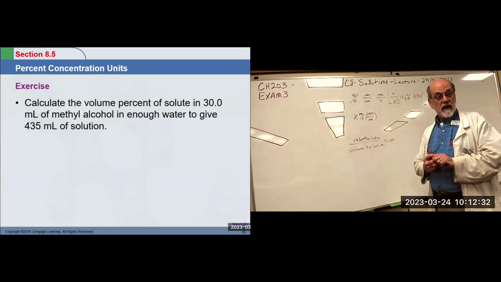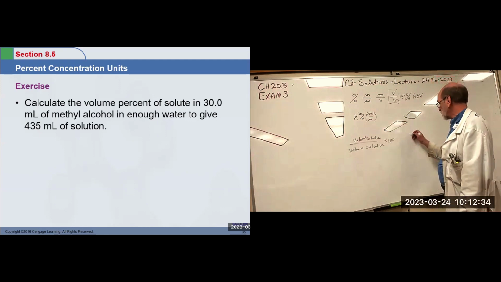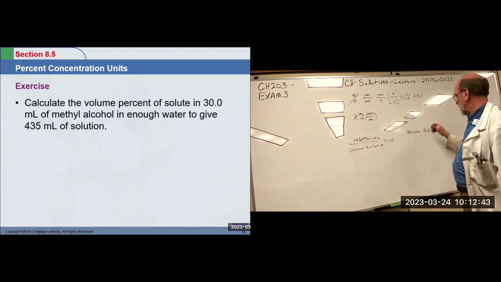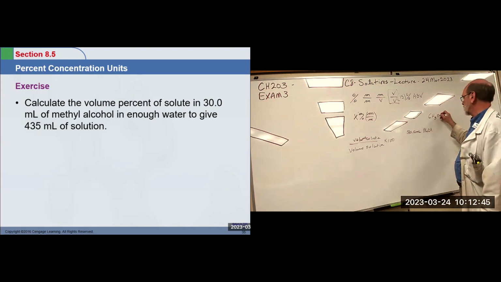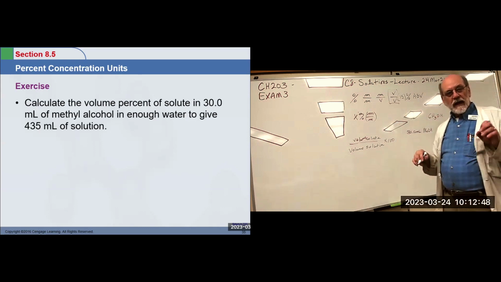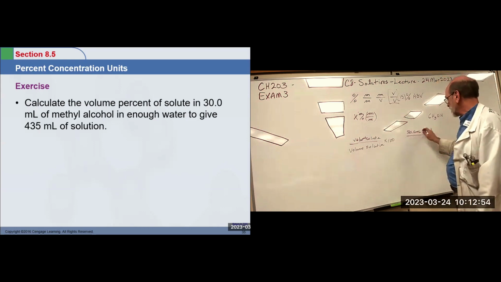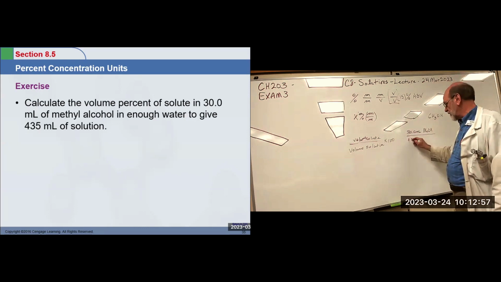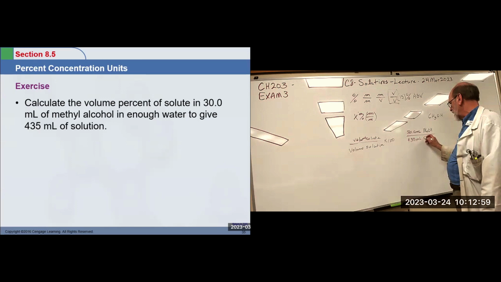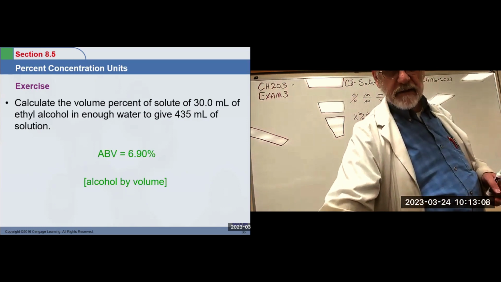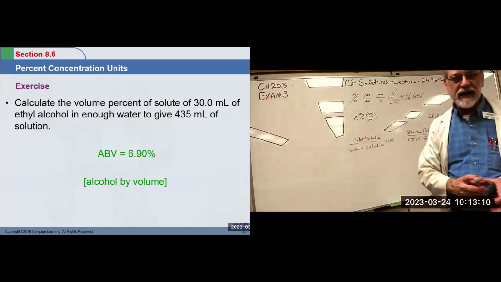So in this case, 30 milliliters of methyl alcohol, methanol, I abbreviate it this way, methanol. You would write the formula like this. And then enough water to give 435 milliliters of solution. So that's that many milliliters of methanol in 435 milliliters of solution times 100. And that's 6.9%.